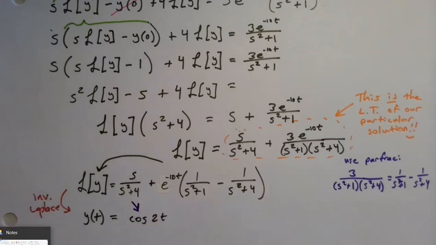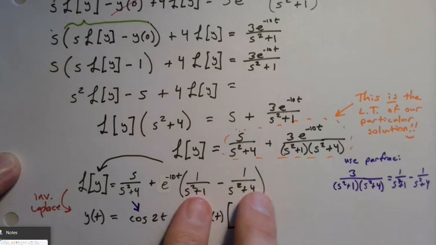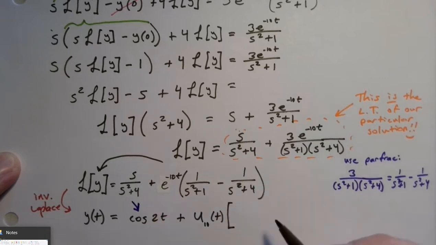And then what we have for the remainder here are actually two shifted situations, right? But they both happen at the exact same moment in time. In this case, they both happen at 10 seconds. So this is going to be plus u sub 10 of t times the difference between these two terms here. This one is just the sine function, but shifted by 10, so sine of t minus 10.